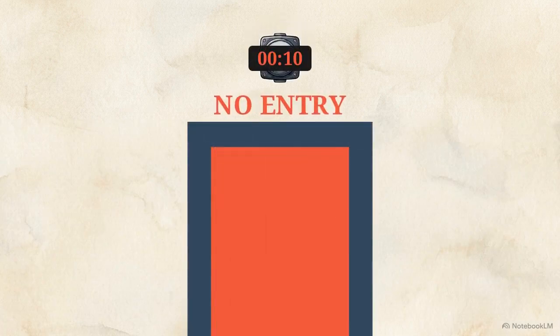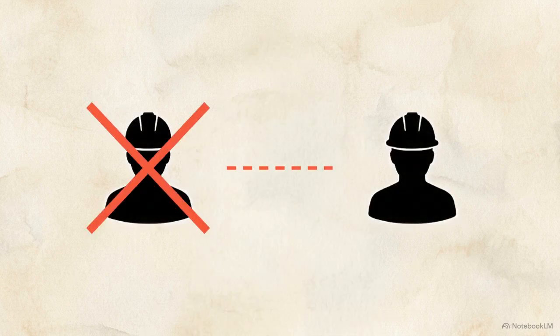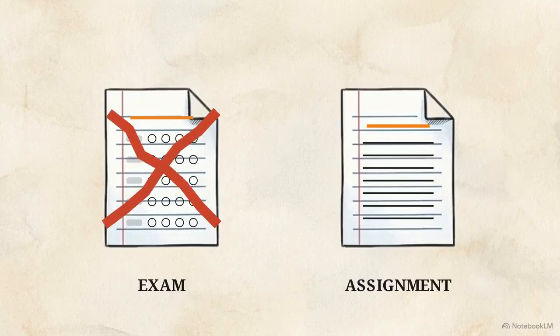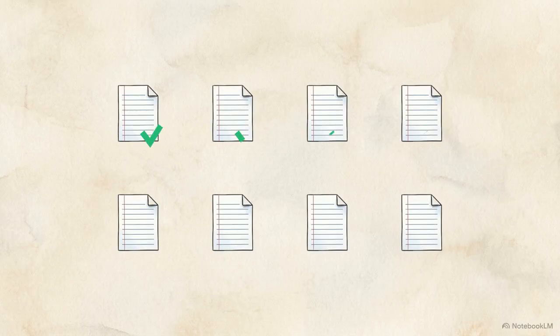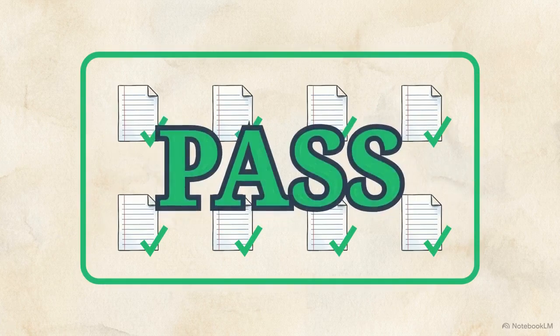The doors close 10 minutes after the lecture starts. Faking attendance for a friend will result in severe consequences for both of you, and no makeup exams or delayed assignments will be accepted. Just as non-negotiable safety regulations exist to prevent workplace disasters, adhering to these administrative parameters and completing the work on time is your only guaranteed path to passing this course.